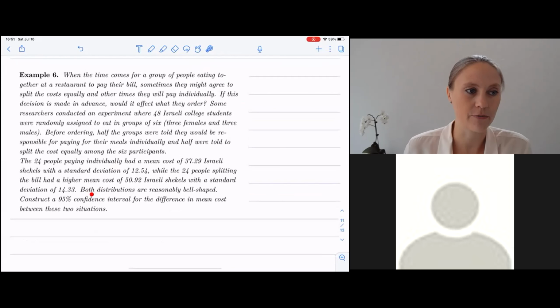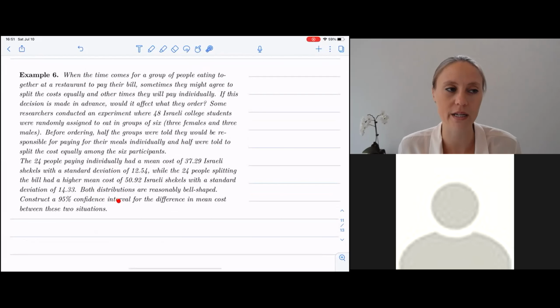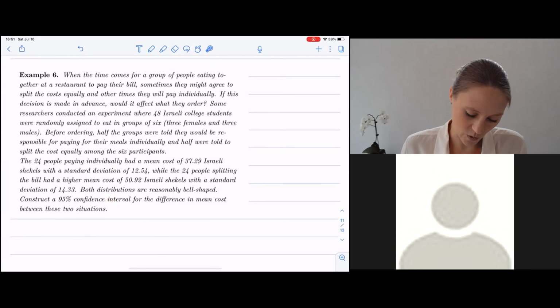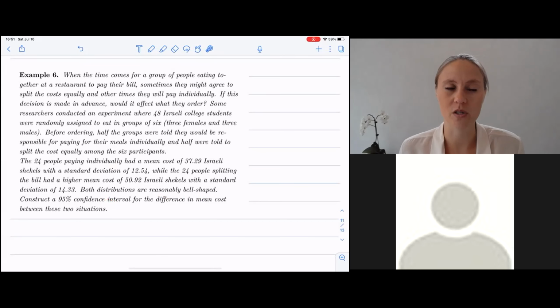And then just some background information. Both distributions are reasonably bell-shaped. That's good, because then we can assume it follows the normal distribution, or at least use the t-distribution. That's for checking assumptions, which we're not really focusing on here. So we're going to construct a 95% confidence interval for the difference in the mean costs between the two situations. I'll give you some time to pause it here and work through it and see how you do.